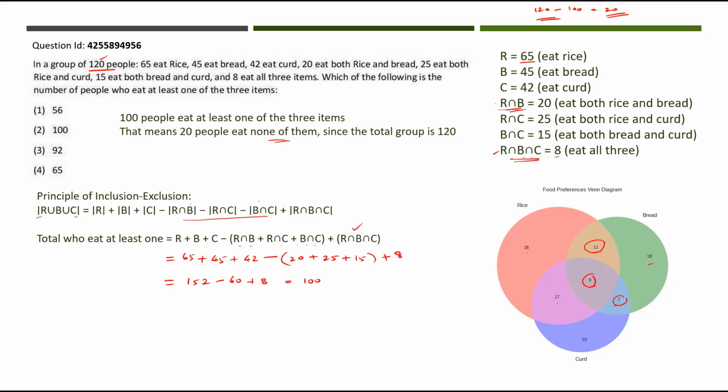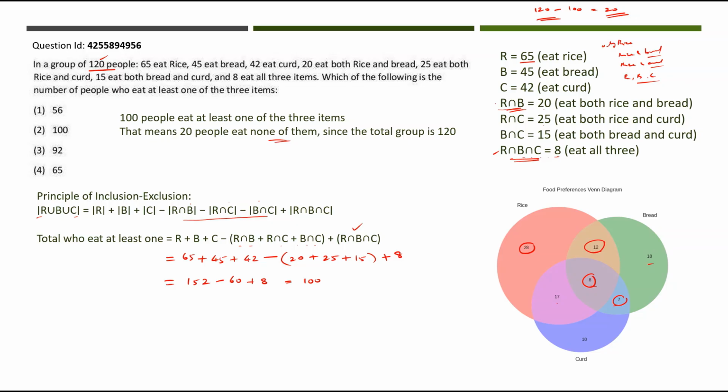65 includes people who eat only rice, people who eat rice and bread, people who eat rice and curd, people who eat rice, bread and curd. 65 is the total count of people who eat rice here. So in order to find only rice, you have to exclude bread, curd and bread and curd combination totally. That's how we have brought it to 28 here.